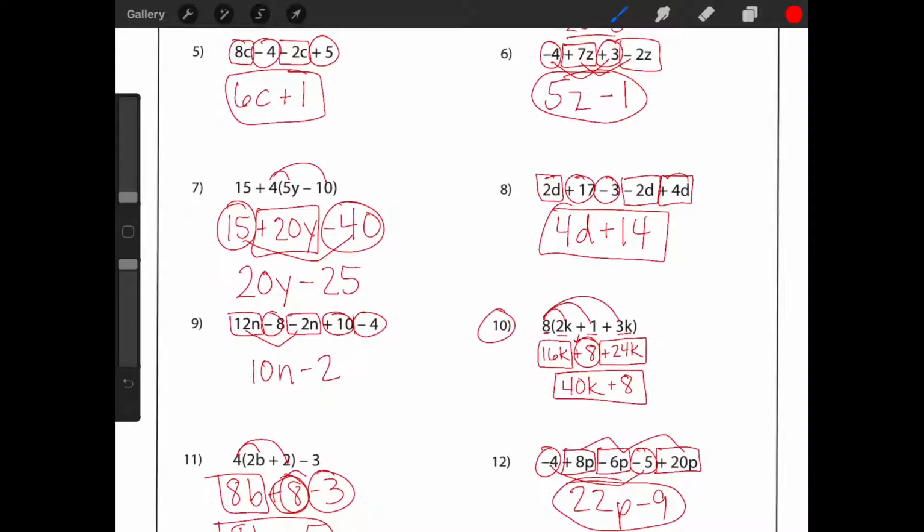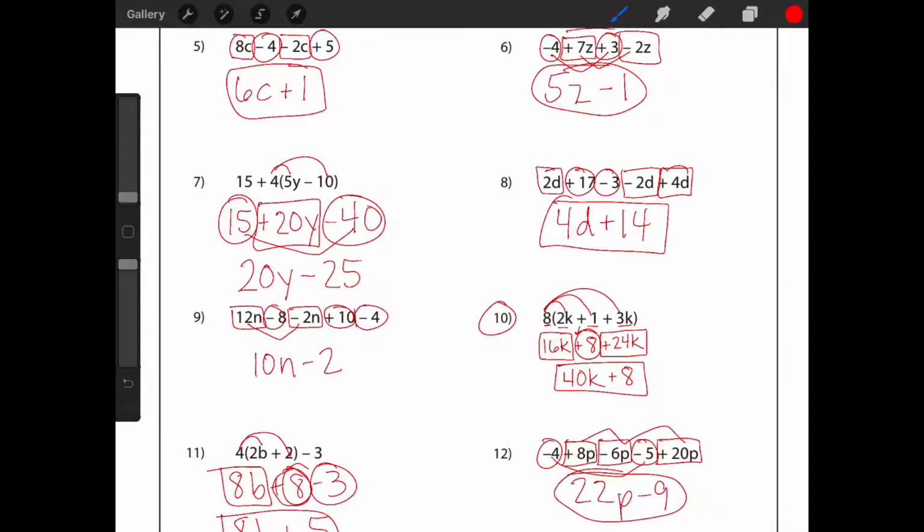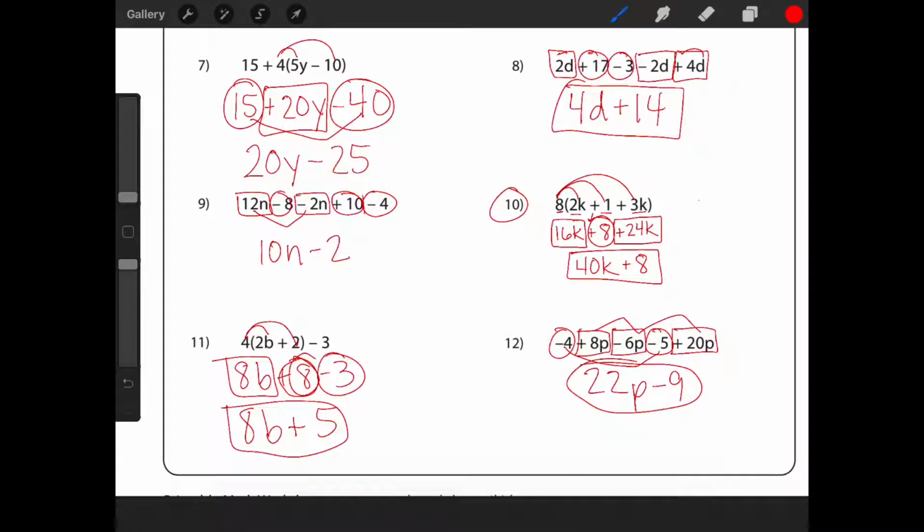All right, for answers, we have 5 is 6c plus 1. Number 6 is 5z minus 1. Number 7, 20y minus 25. Number 8 is 4d plus 14. Number 9 is 10n minus 2. Number 10, we got 40k plus 8. Number 11 is 8b plus 5. And number 12, 22p minus 9.